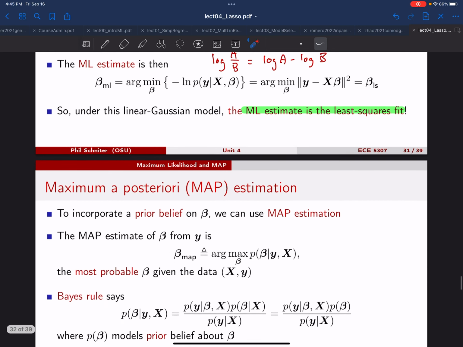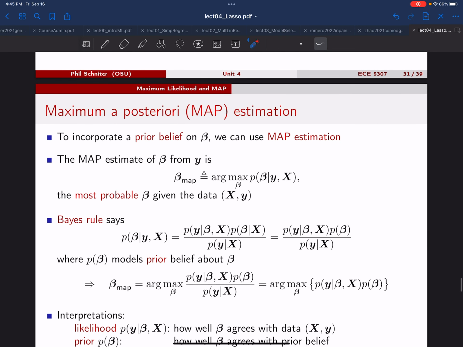It turns out that to bring in that information, we have to do something a little different than maximum likelihood. We have to use this thing called MAP estimation. That is going to allow us to bring in that prior belief on beta. In this case, the belief is that beta should not be gigantically large. In other words, beta should be closer to 0 than some gigantic value.